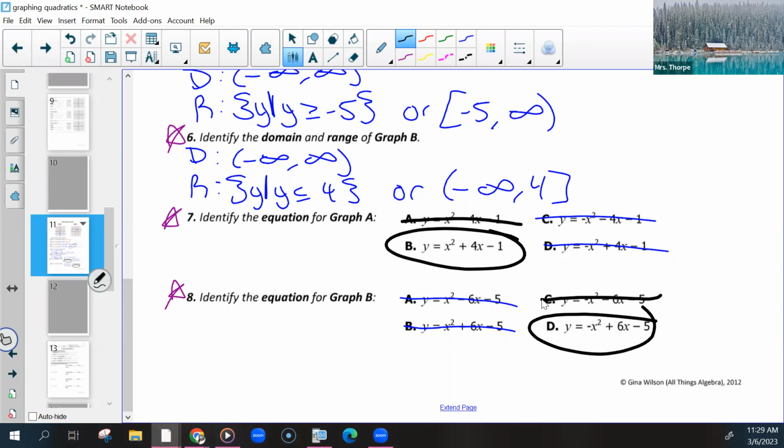So hopefully you have a better summary of how to graph quadratics in standard form. We're going to briefly talk about how to do that in vertex form. Let's talk some questions.